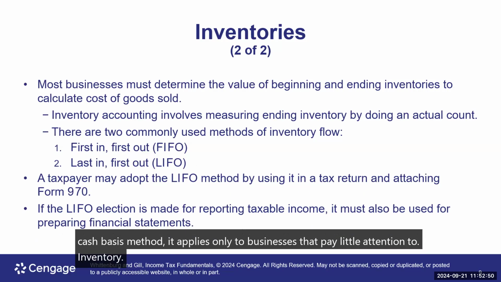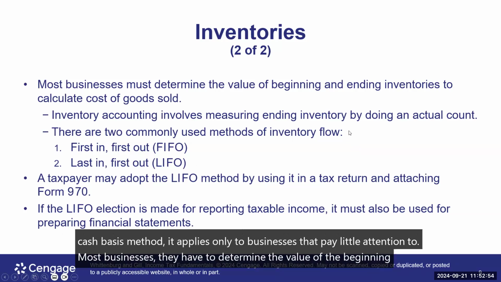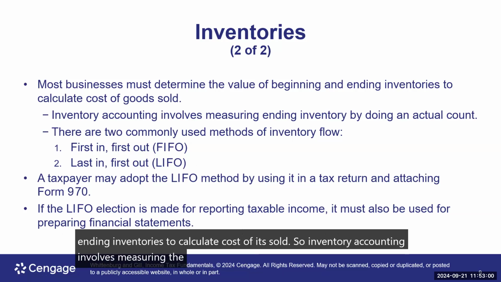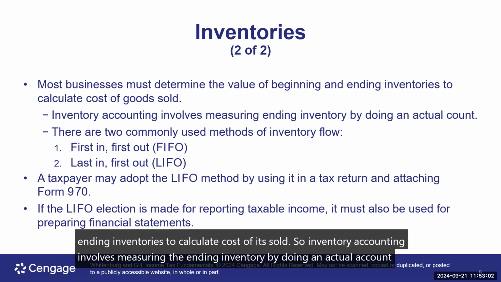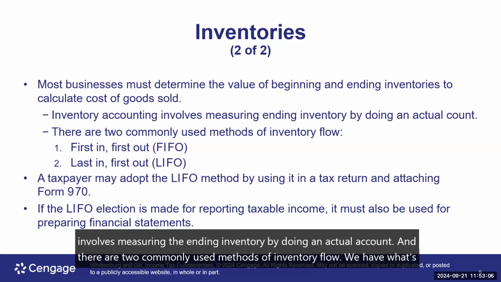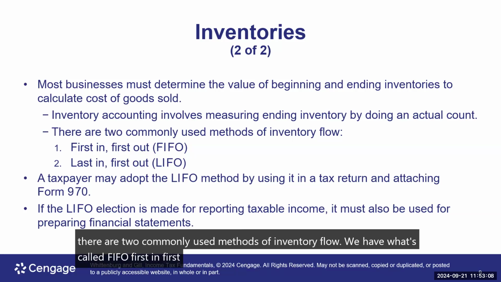Most businesses have to determine the value of the beginning and ending inventories to calculate cost of goods sold. So inventory accounting involves measuring the ending inventory by doing an actual count. And there are two commonly used methods of inventory flow. We have what's called FIFO, first in, first out, and we have LIFO, last in, first out.